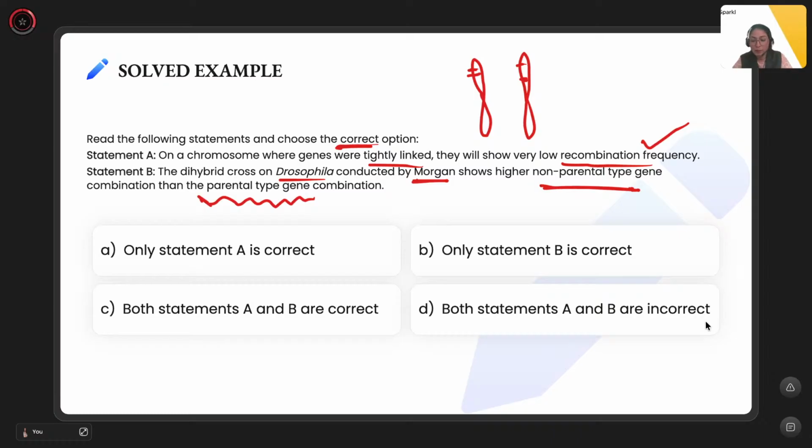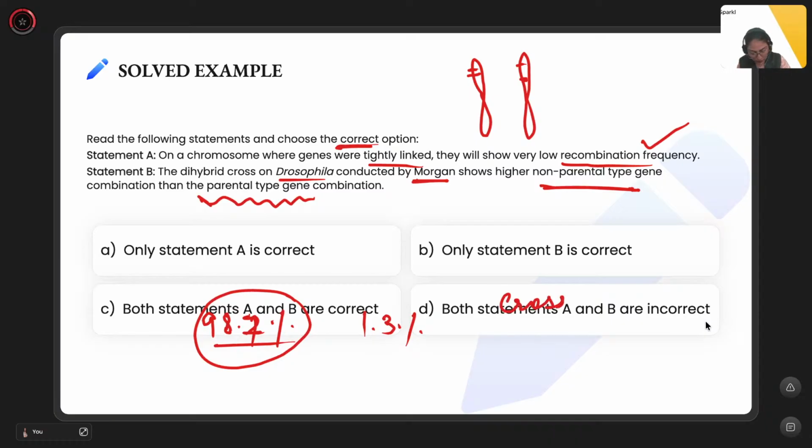If I talk about cross A, 98.7% were parental types, and if I talk about recombinants in cross A, they were 1.3%. So do you see the parental types are in a much higher number? Okay, and a similar situation is there in cross B.